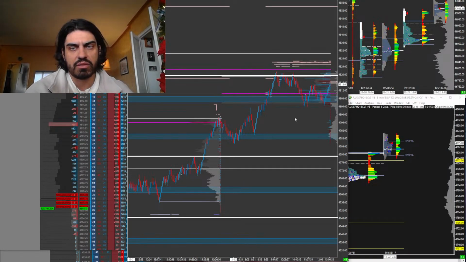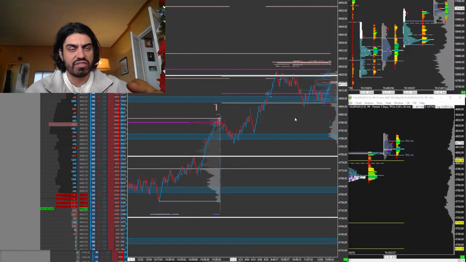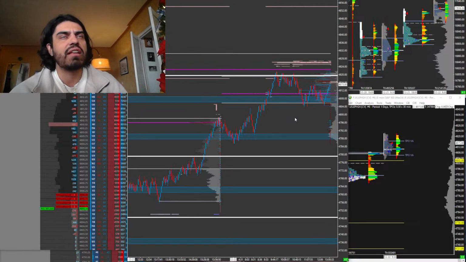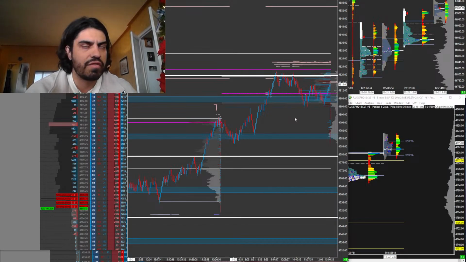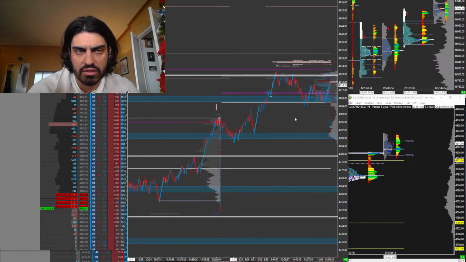So if I have a key support based on a distribution block and I see a clustering of positive deltas, as is the case right now into this 0708, I'm very happy about that because that adds validity and solidifies the support as an area for me to look for those longs realistically.